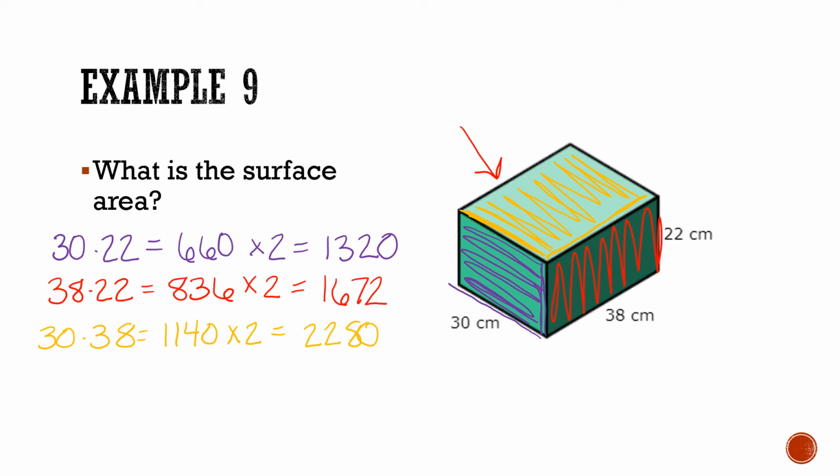And then we can add those 3 dimensions up. So 2,280 plus 1,672 plus 1,320 gives us 5,272 centimeters squared.